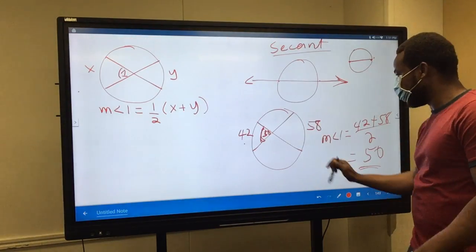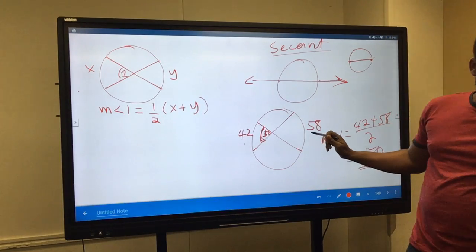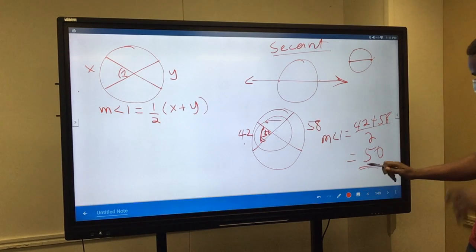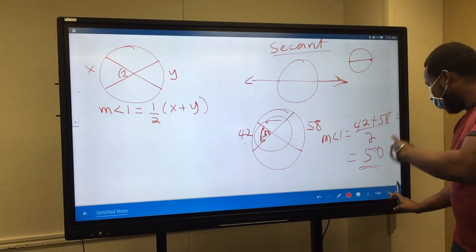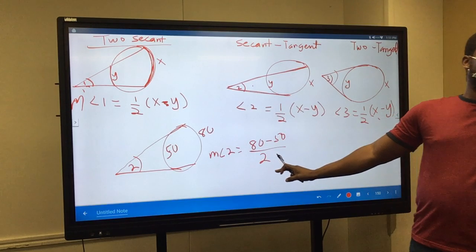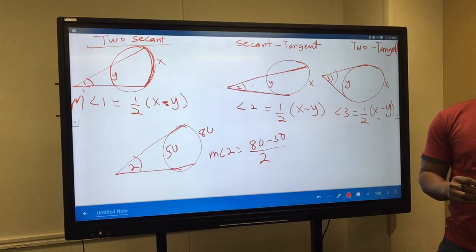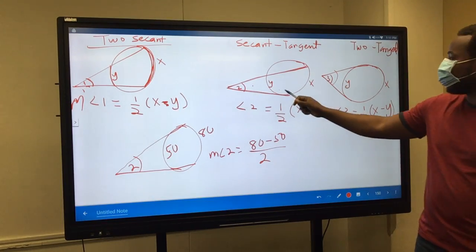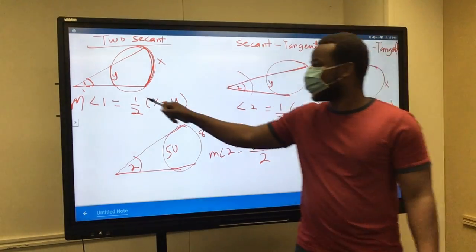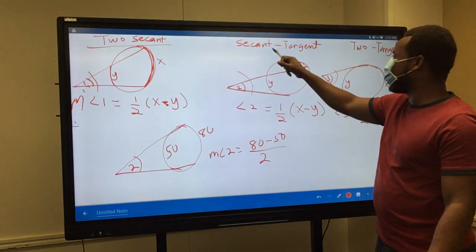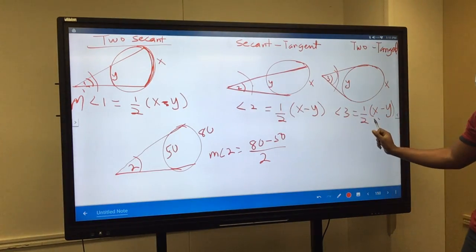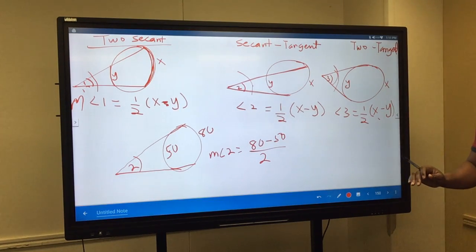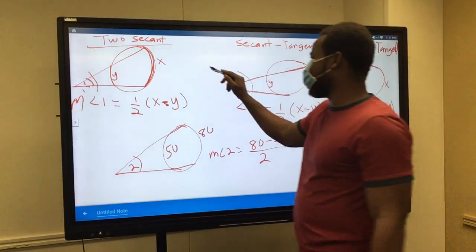When the angle is inside, add. Do you see what I'm saying? Look at this angle, it's inside. So you add and divide. When it is outside, you subtract, alright? So you don't have to remember everything. Immediately you see the angle outside, look at this one, the angle is outside, the secant and the tangent. This one, the angle is outside. So subtract. Outside means what? Subtract. So let's keep that in mind.